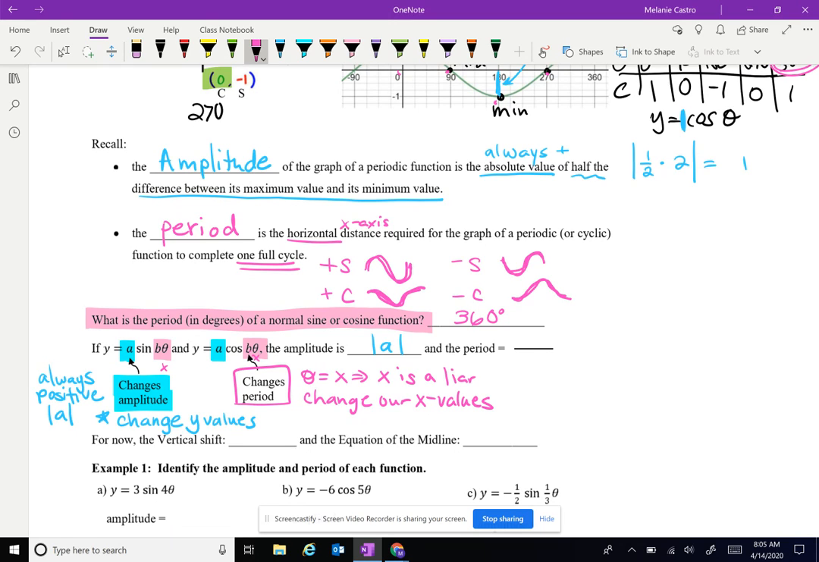So like we said, x is a liar. What that means is when it says b times theta, if normal is 360, we're going to divide it by b to figure out the period. Literally what this is saying is how rapidly it repeats. So if you've ever listened to the radio, I know most people only have like XM and FM, but we had AM and then we also have FM.